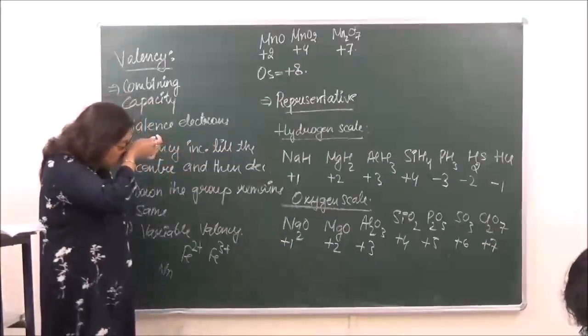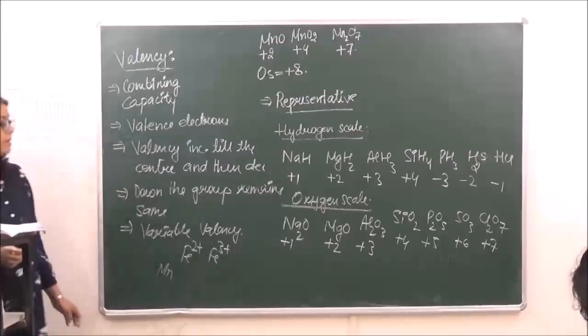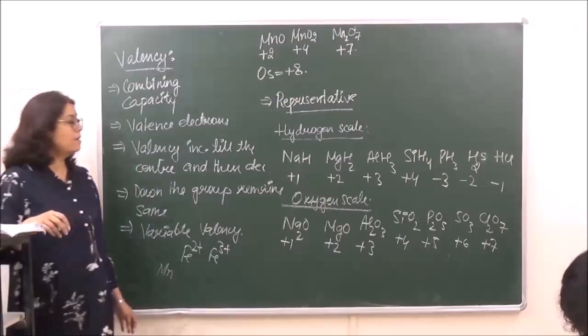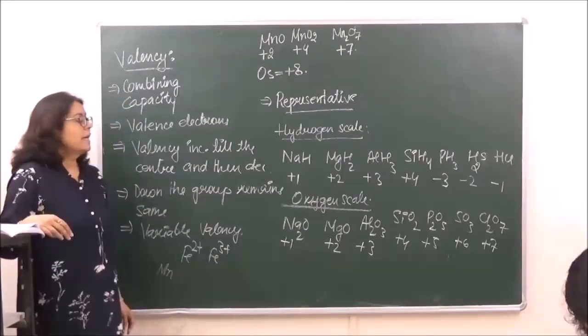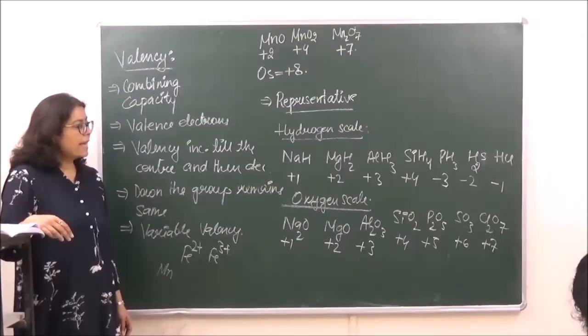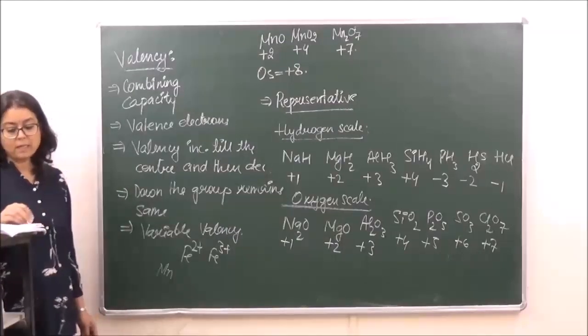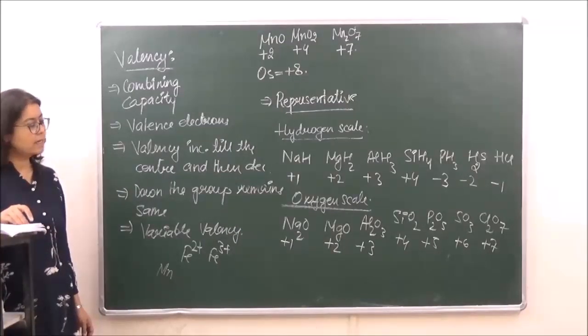Right? So on the oxygen scale, the valency along the period increases from 1 to 7, whereas on the hydrogen scale it reaches a maximum at the center with +4 and then it decreases to -1. ठीक है? Clear हो गया?